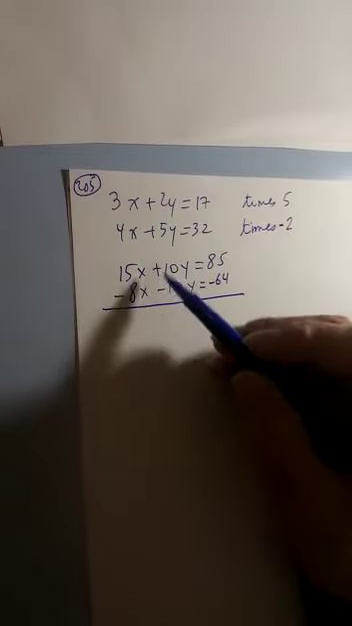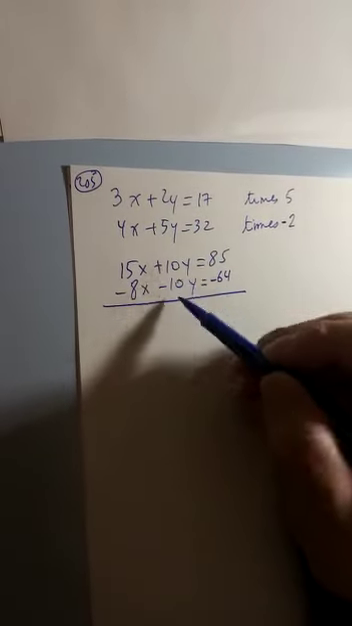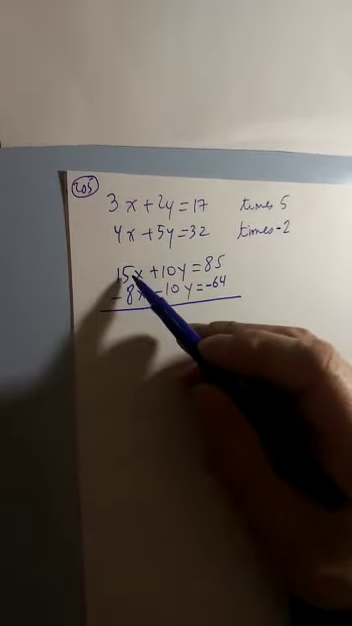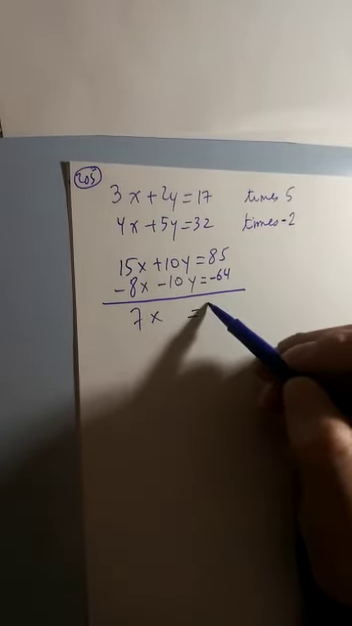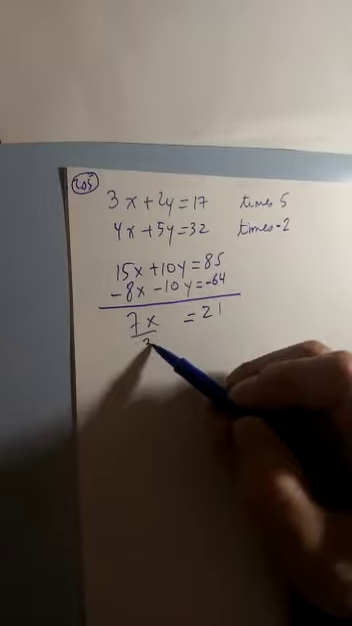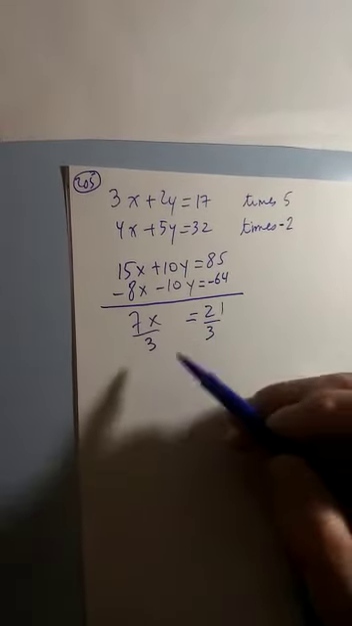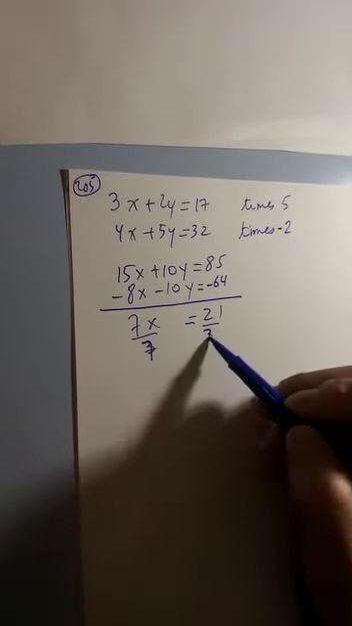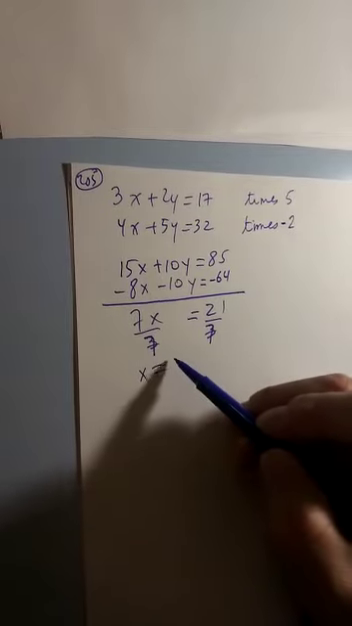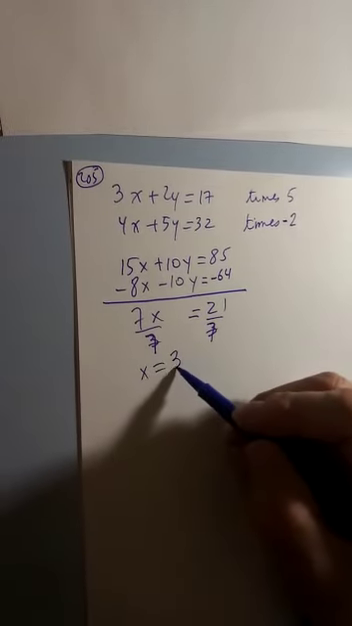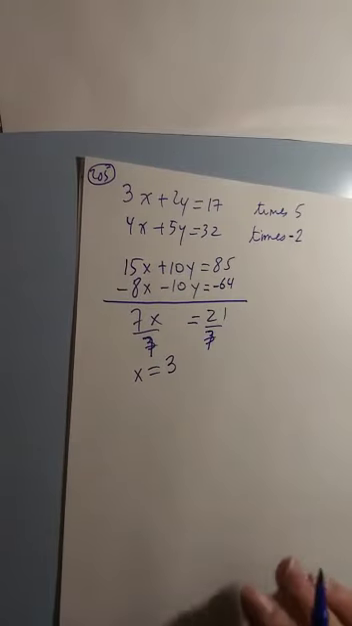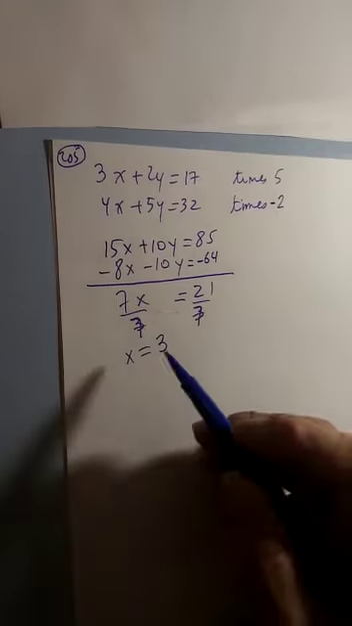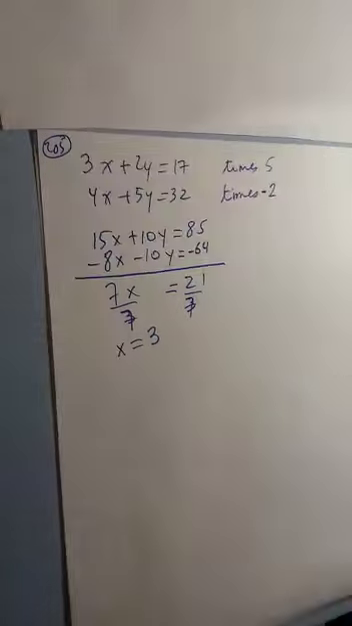When we add now, the y's are going to cancel. So add, and that'll give you 15x minus 8x is 7x equals 21. Divide both sides by 3. I'm sorry, by 7. I was thinking of the answer ahead. So x equals 3. Divide by 7 because it's the 7 that's in front. X equals 3. Put 3 back in any of these 4 equations and that'll give you y.